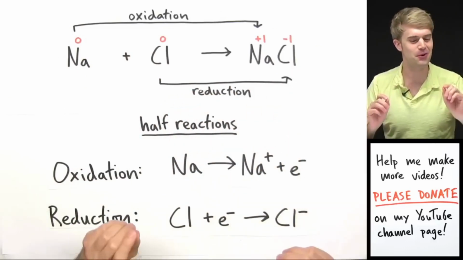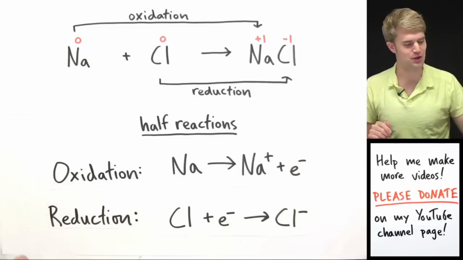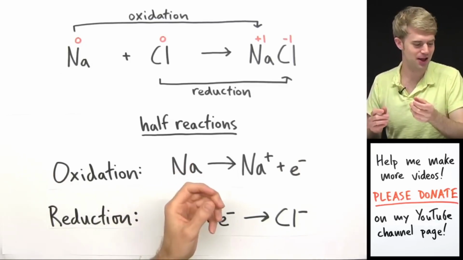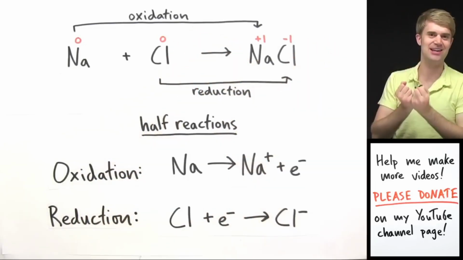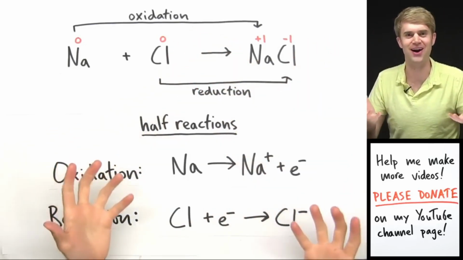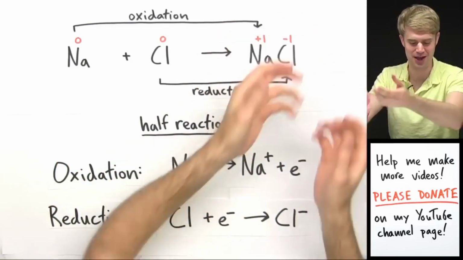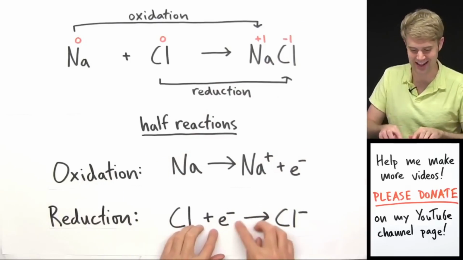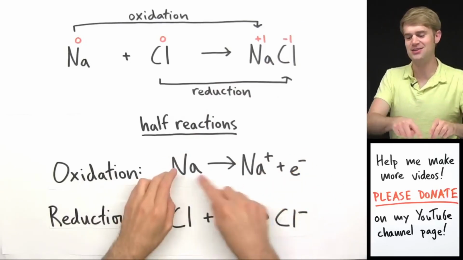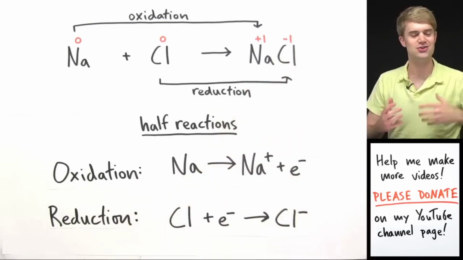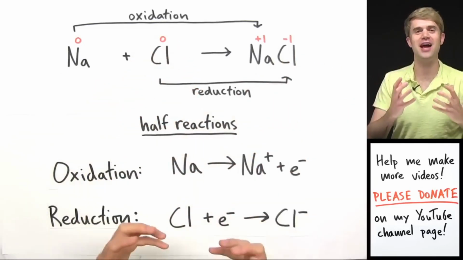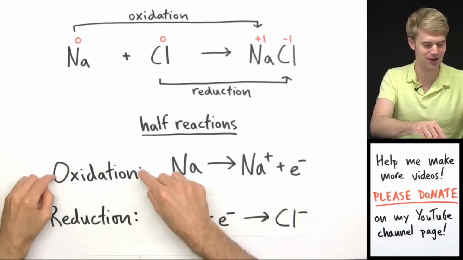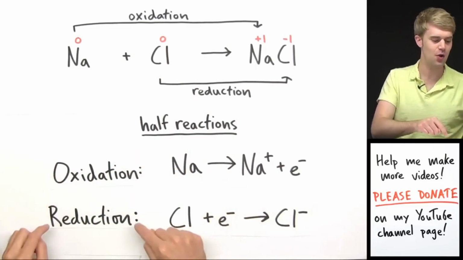Now, it's super important to keep in mind that oxidation and reduction always have to happen together. They always have to happen at the same time. Because if one atom is gaining an electron, that electron had to come from somewhere. So another atom had to give up that electron. You can see that right here. The electron here that chlorine is gaining is the same electron that sodium was releasing. So oxidation and reduction always have to happen at the same time. They always have to happen in parallel. You can't have reduction without oxidation. You can't have oxidation without reduction.